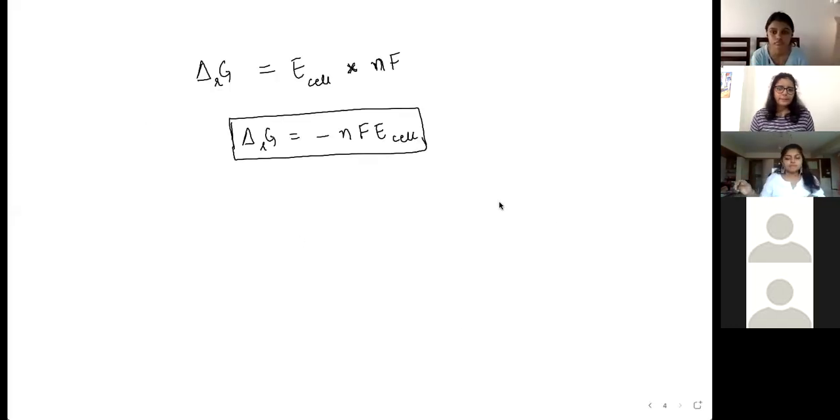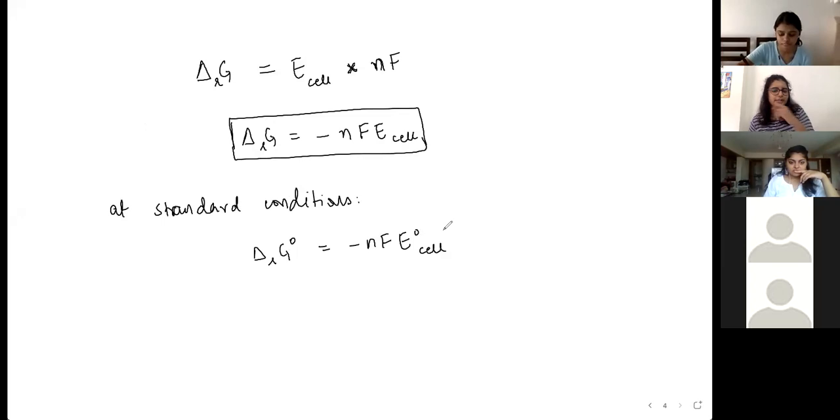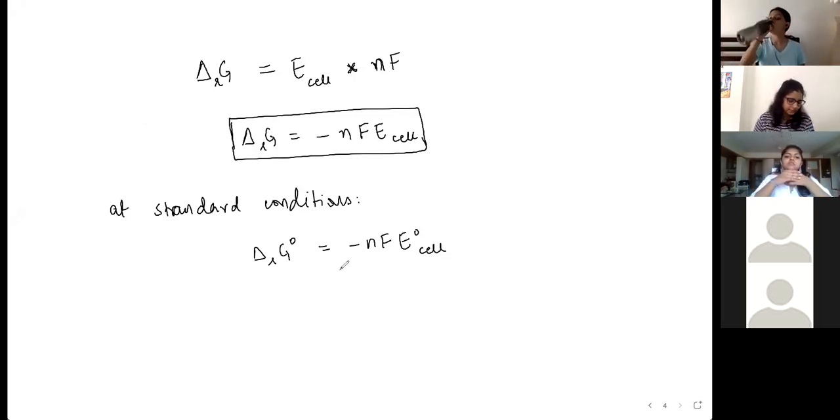Okay, so this is related to Gibbs free energy. One slight thing: if you consider standard conditions, it'll become E naught. This is the cell potential, delta G naught, and this is E naught. So delta G naught is equal to minus nF E naught. So this is one way: if you know the cell potential, you'll be able to figure out the Gibbs free energy.